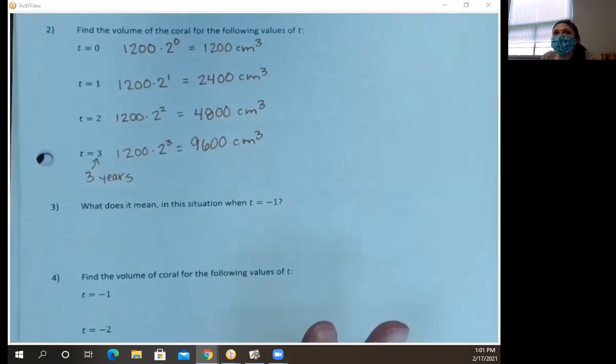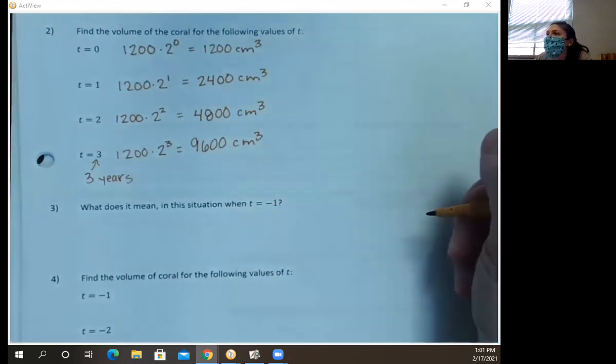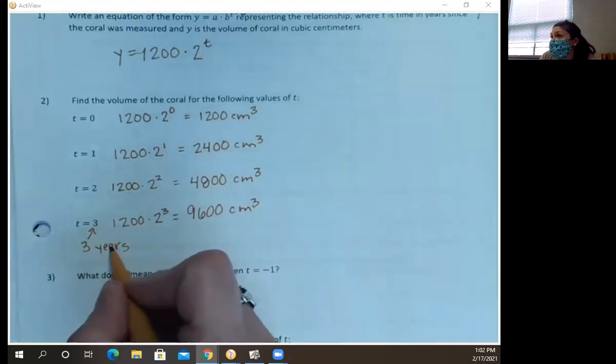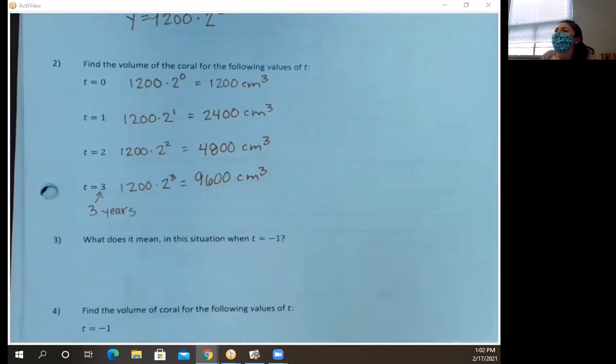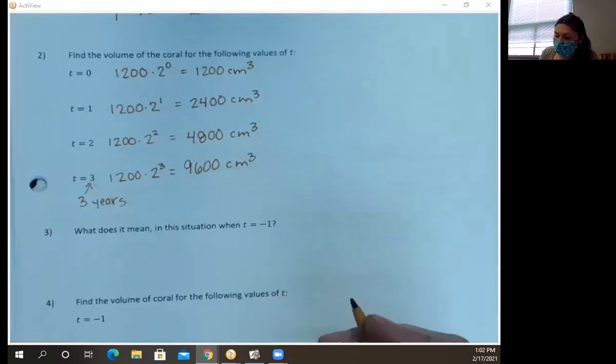So if we hop down to number 3 here, it says, what does it mean in this situation when t is -1? Yeah, is there another way that we could maybe phrase that? So this would be 3 years in the future, right? So this would be 1 year in the past. Yeah, I want to phrase it as we're losing a year. It's not like daylight savings, right? But yeah, this means a year before, right? Or a year ago, a year before we started our measuring.